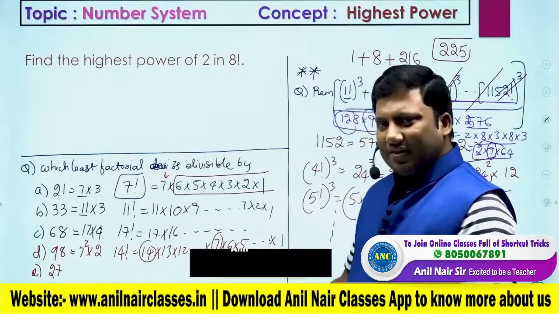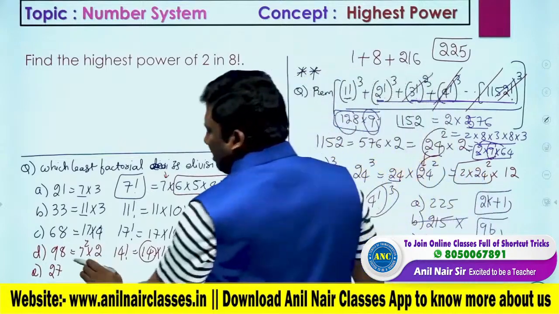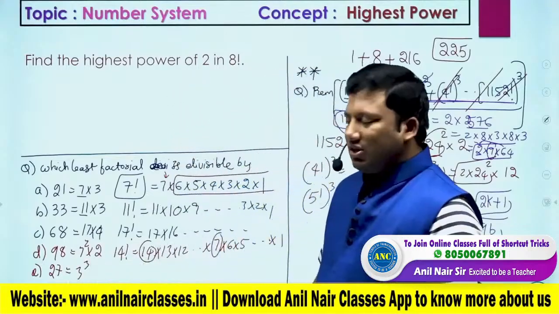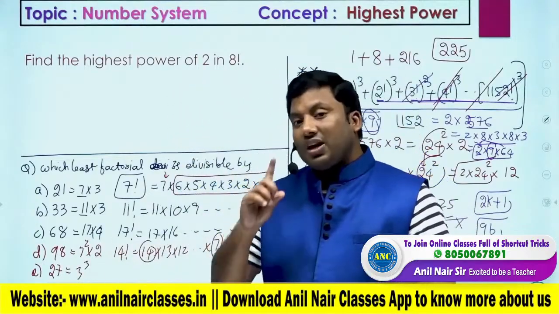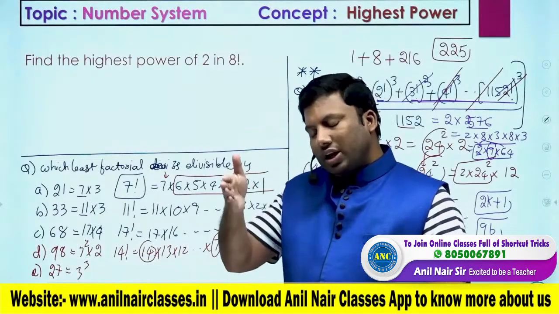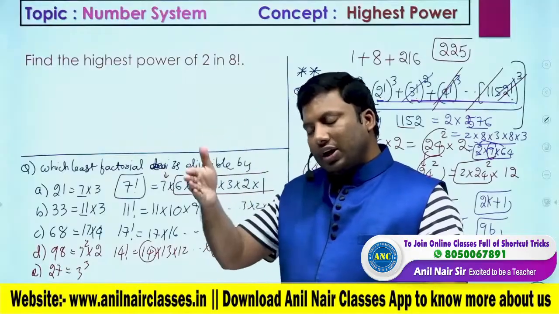27, easily you can do. 27 is 3 cube. That means the power of 3 should be 3. Power of 3 it is 3 means 3 into 3 into 3.